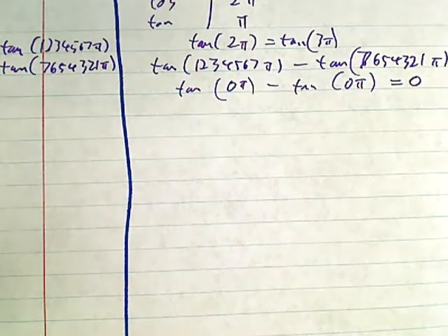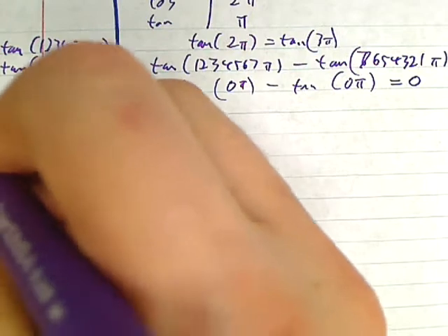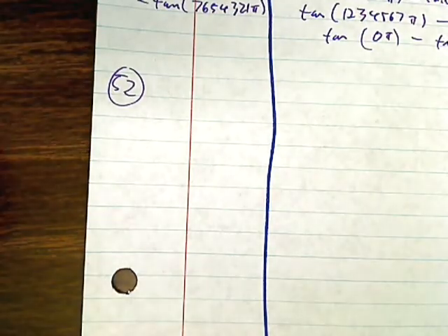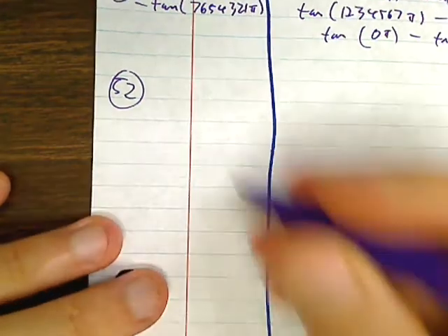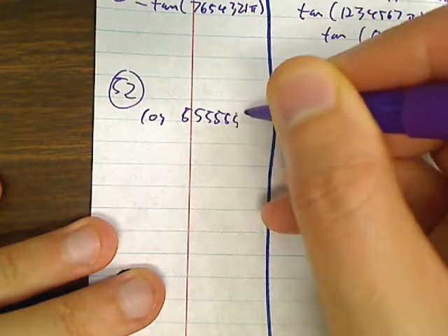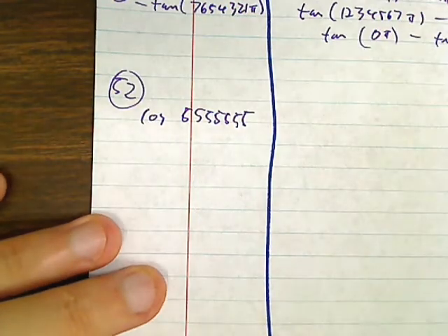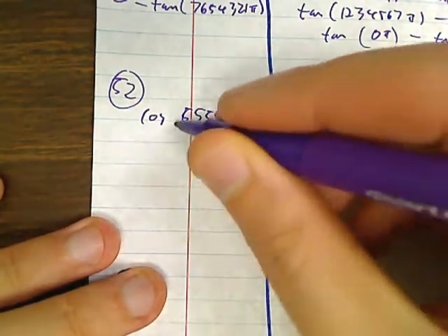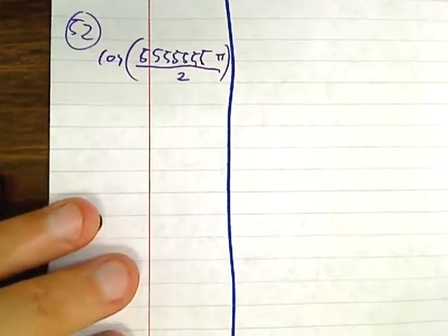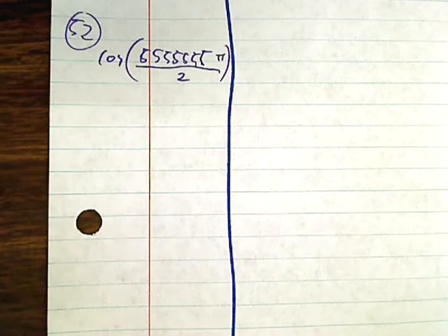Okay, let's look at one more like this, number 52. This will be the last one we do together. Number 52, cosine of, oh my goodness, 7 fives, 5555557 pi over 2. What is the cosine of that number? Go ahead.